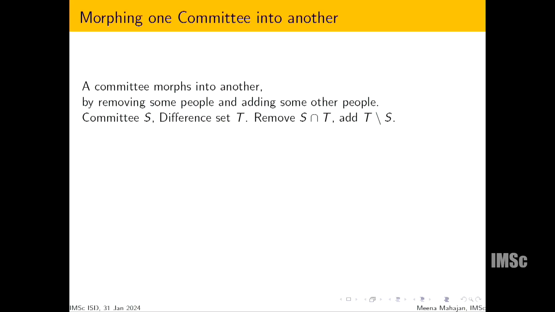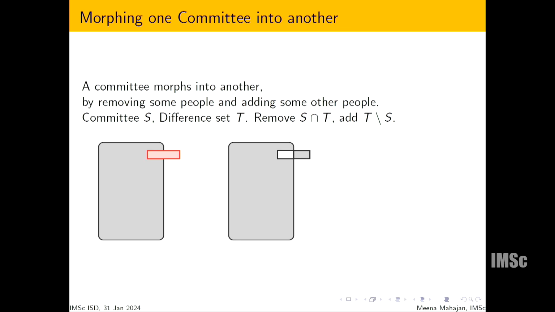So there's this committee-manic world, and there is some way in which each committee decides to choose its chair. Now, committees can change. But if you have one committee and you want to change it into another committee, typically what you would need to do is remove some members who are in this committee but are not there in the new committee, and then maybe add some new members. Okay, so that's morphing one committee into another.